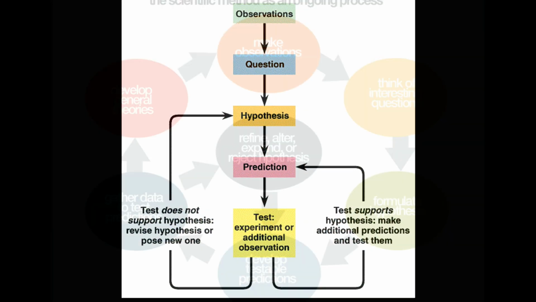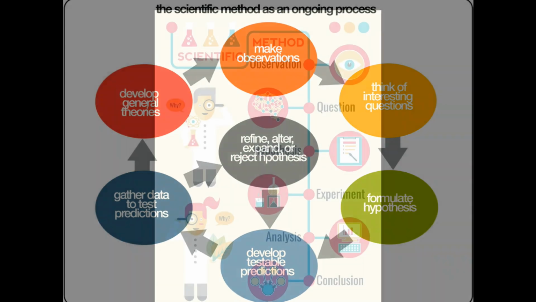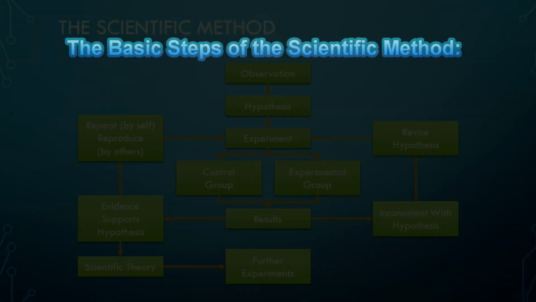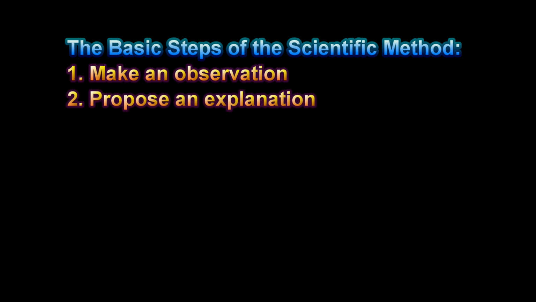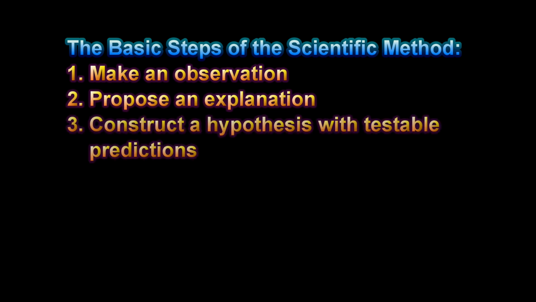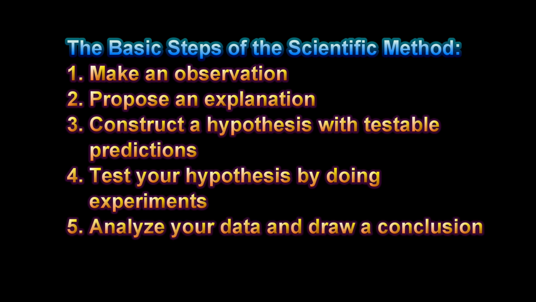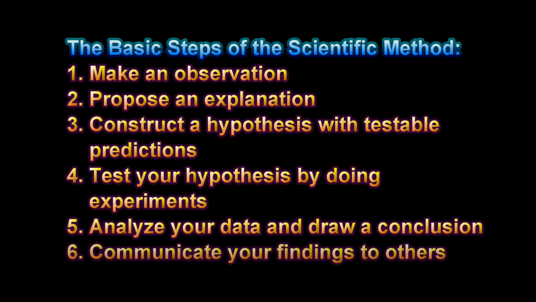As you probably already know, every scientific explanation starts by developing and testing a hypothesis using these 6 basic steps of the scientific method. 1. Make an observation. 2. Propose an explanation. 3. Construct a hypothesis with testable predictions. 4. Test your hypothesis by doing experiments. 5. Analyze your data and draw conclusions. And 6. Communicate your findings to others.